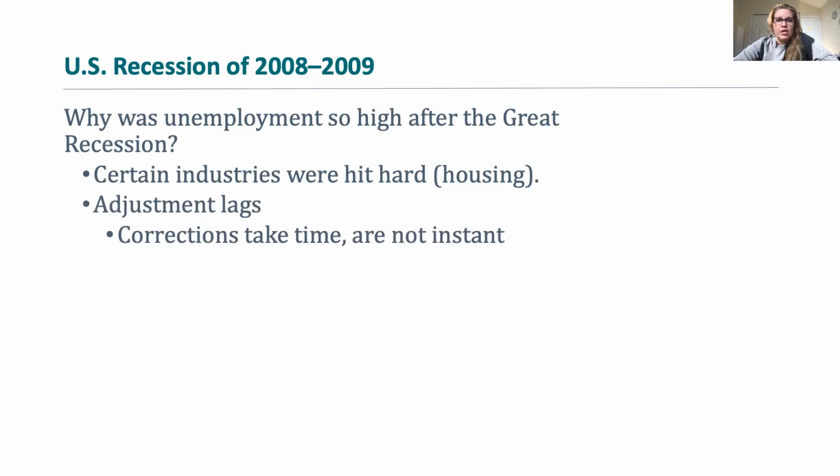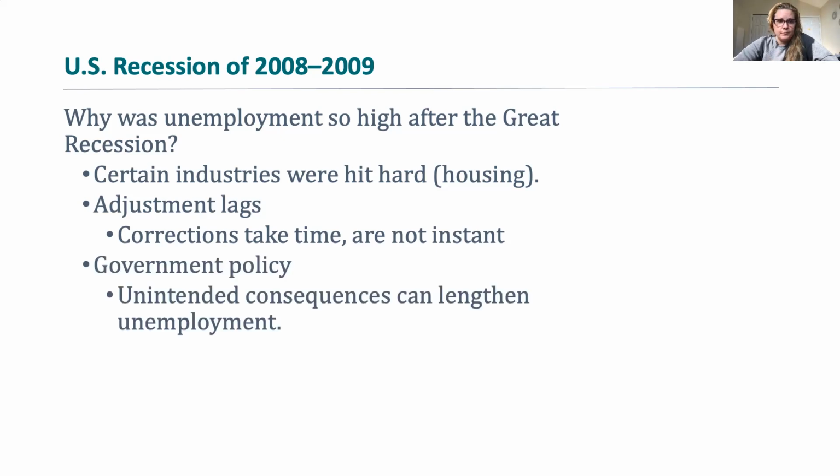There was a long adjustment lag. It took a lot of time to correct the market because it impacted some of the largest banks in our society and their ability to continue to loan funds. And some of the government policies that were introduced had unintended consequences that lengthened the time that people were unemployed. So all of these things together means that it was a pretty bad situation.